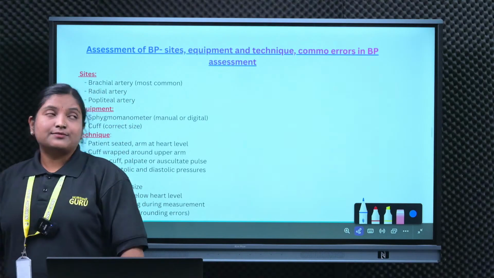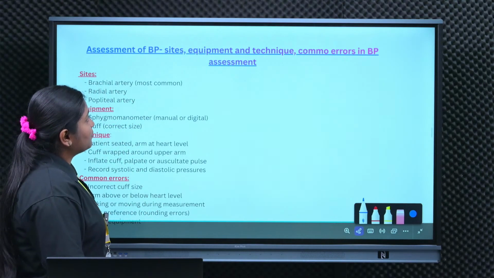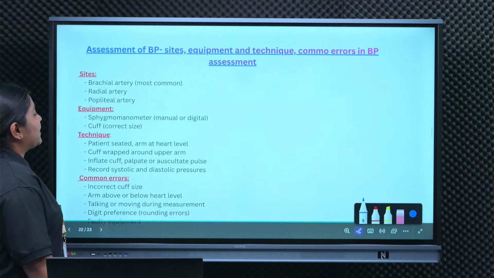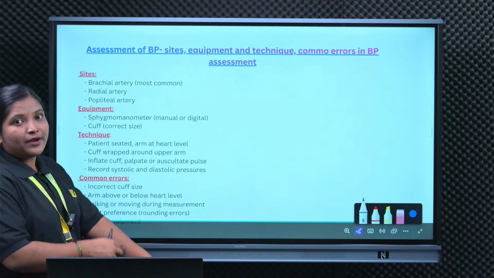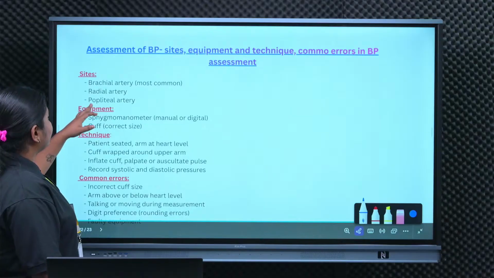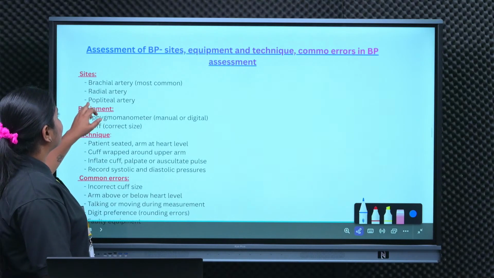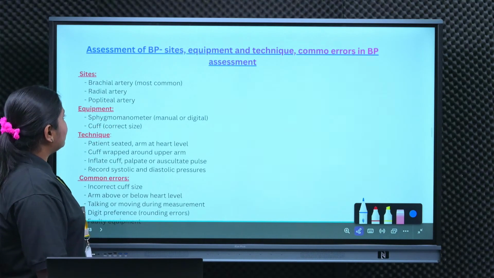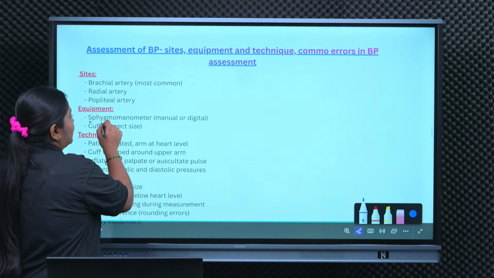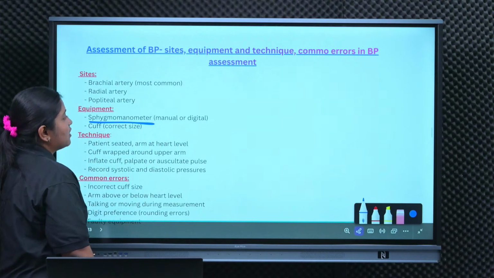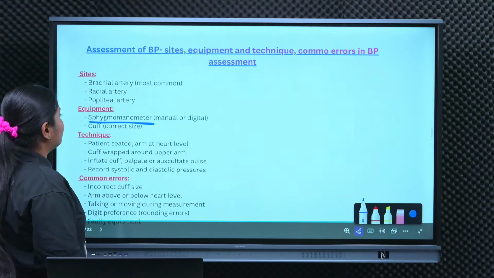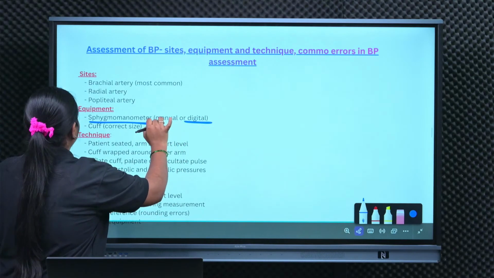So the assessment of sites, equipment and technique, and common errors in the BP assessment. The brachial artery is the most common artery where we check the BP, then the radial artery, and the popliteal artery. The next one is equipment, which is the sphygmomanometer. We use both manual and digital. Nowadays digital is more common, but you can use the manual also.